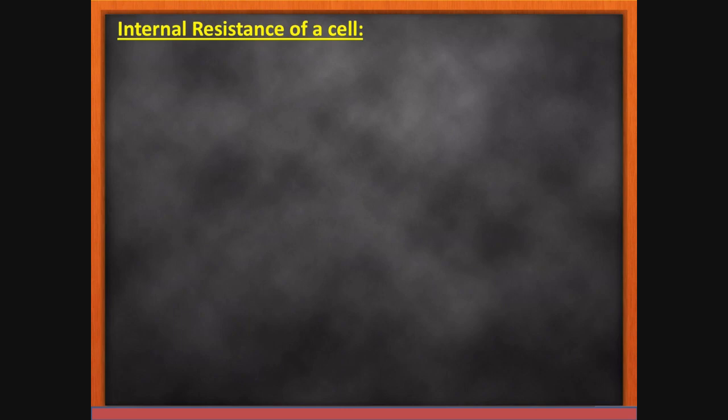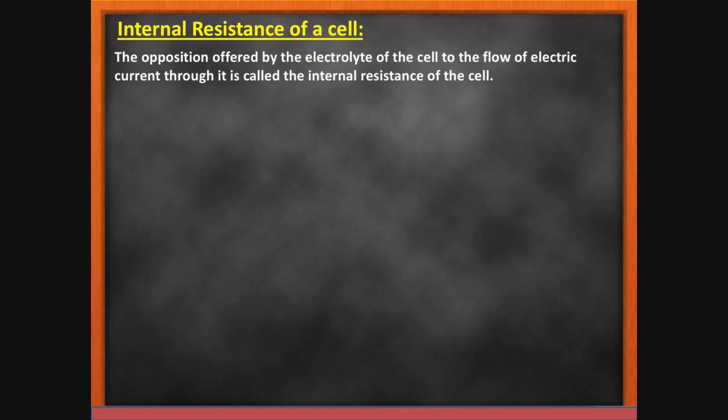Internal resistance of a cell: the opposition offered by the electrolyte of the cell to the flow of electric current through it is called the internal resistance of the cell. So if we take a cell diagram, we indicate the internal resistance by a small r as shown in the figure, and V is the potential difference across these two.